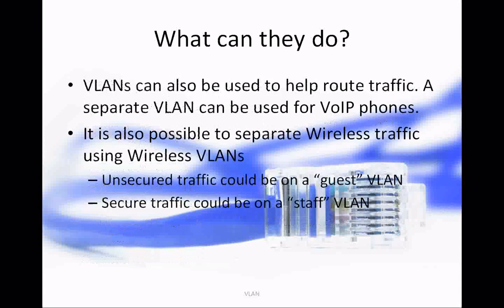VLANs can also be used to help route traffic. A separate VLAN can be used for voice over IP phones. It is also possible to separate wireless traffic using wireless VLANs. For example, unsecured traffic could be on a guest VLAN or an unsecure VLAN, and secure and trusted traffic could be on a staff VLAN.